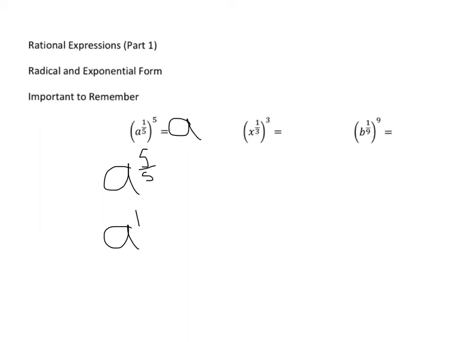It's important to remember that if you have a to the 1/5 raised to the 5th, it's always going to be a. Similarly, x to the 1/3 raised to the 3rd is just going to give you x. b to the 1/9 raised to the 9th is just going to give you b. Any variable raised to 1/5 times what that power is, in that case 5, will give you just that variable back. That's one important thing to take from this lesson.